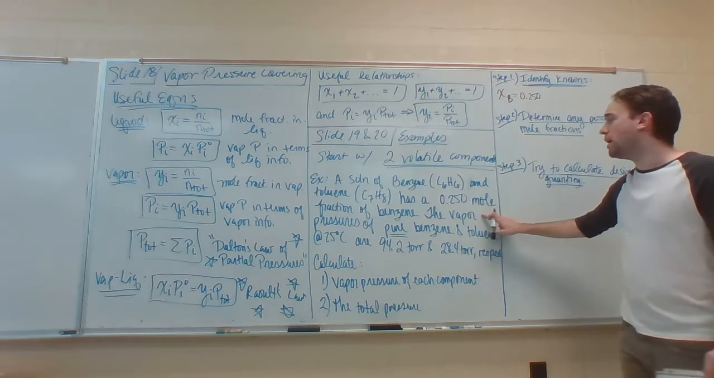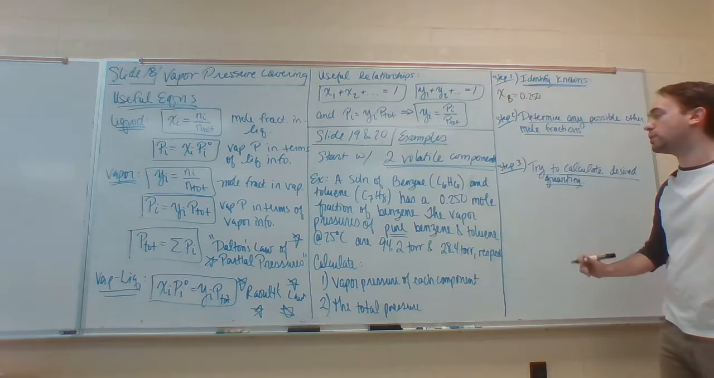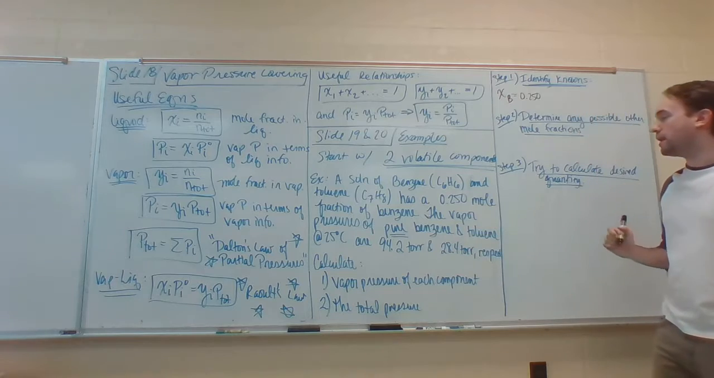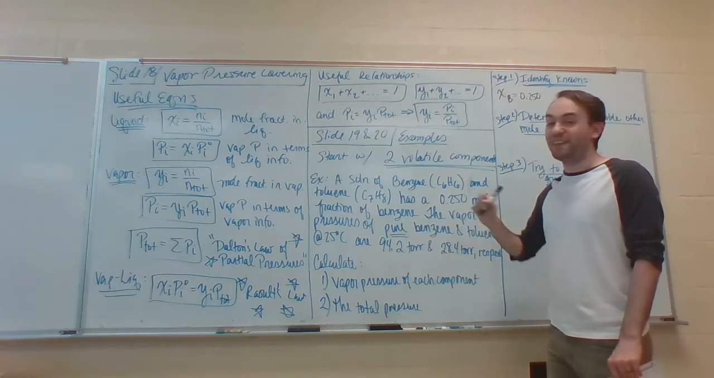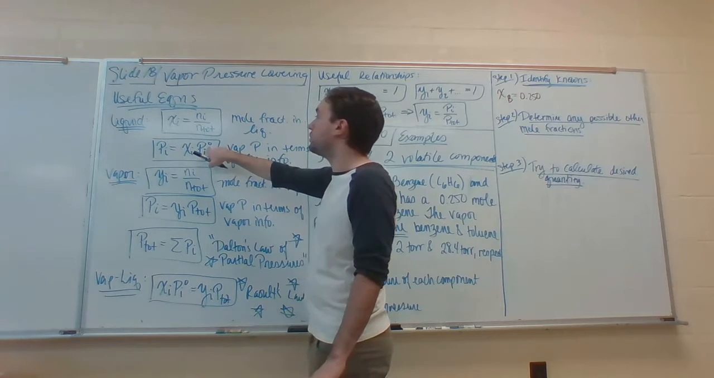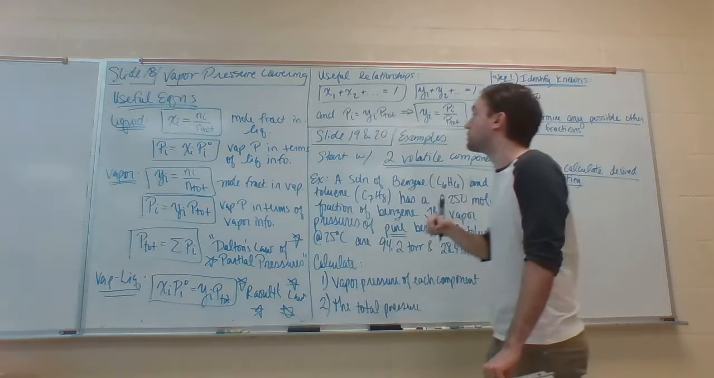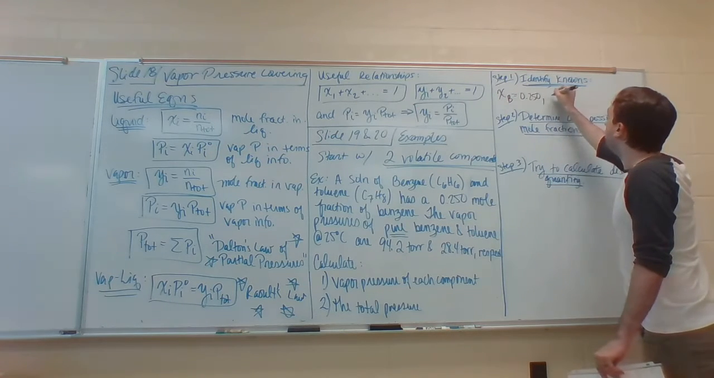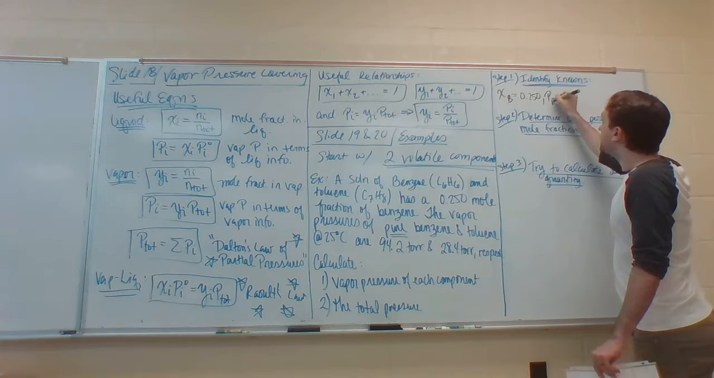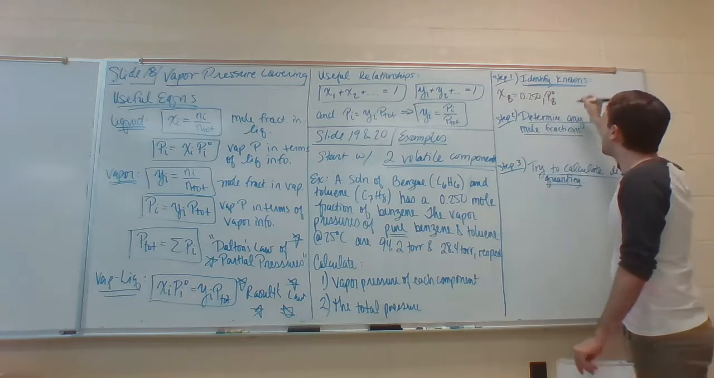I also know that my vapor pressure of pure benzene and pure toluene are given by these, right? Now, since it says pure, that's a clue to you that these are going to correspond to our pure component vapor pressures. That's going to be the ones that have the little circles. So we also know that we have the pure component vapor pressure for benzene. The one for benzene was 94.2.